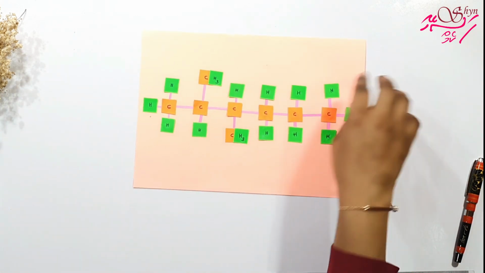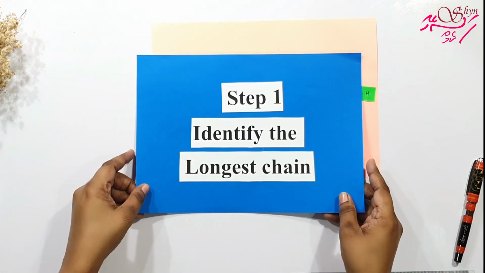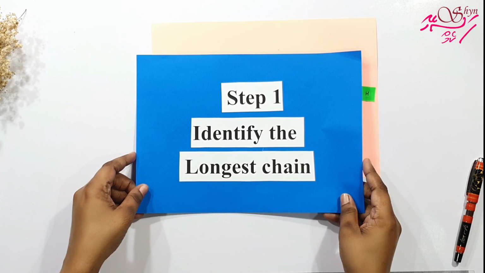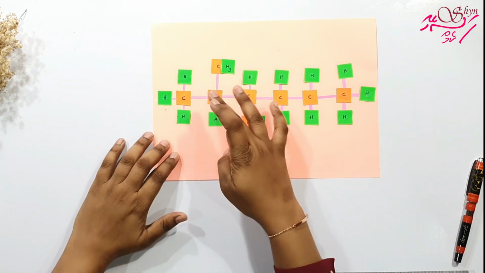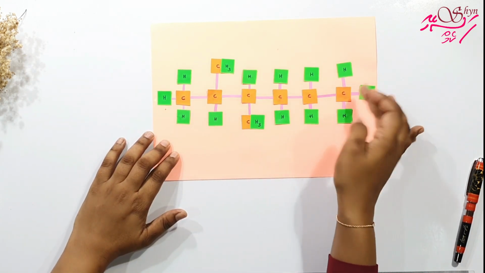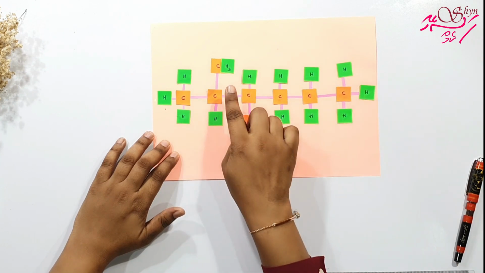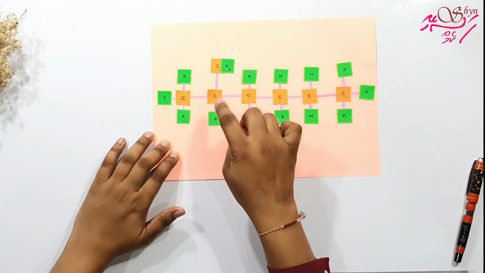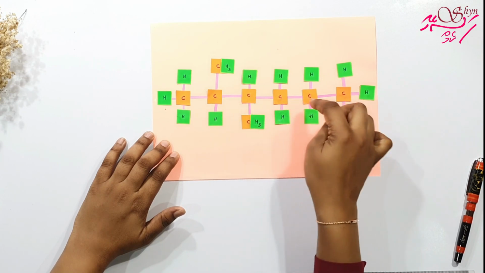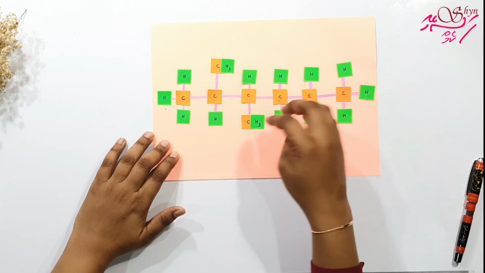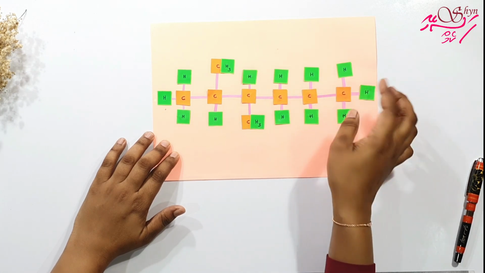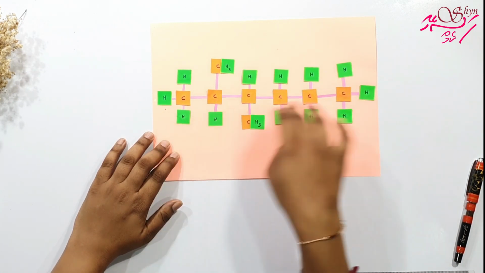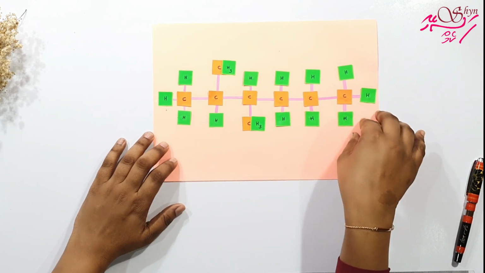Let's take another example. Step 1. Identify the longest carbon chain. If we take this straight chain as the longest carbon chain, we have 1, 2, 3, 4, 5, and 6 carbons. If we start from this branch and number, we have 1, 2, 3, 4, 5, and 6 carbons. If we start from this branch, it is 1, 2, 3, 4, and 5 carbons. So this straight chain can be taken as the longest chain.